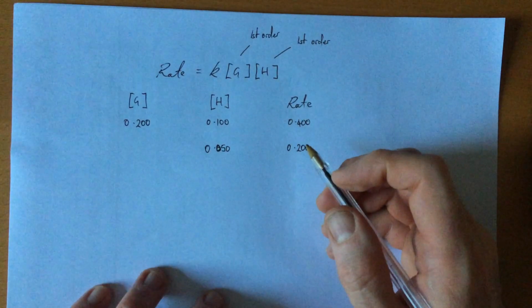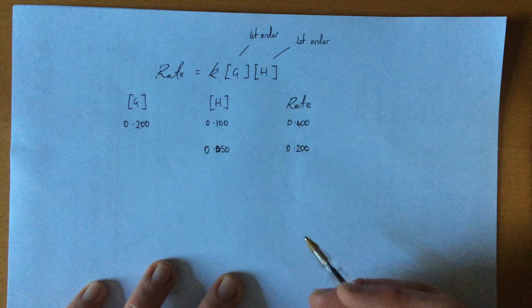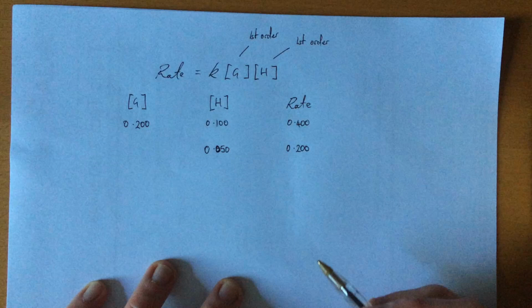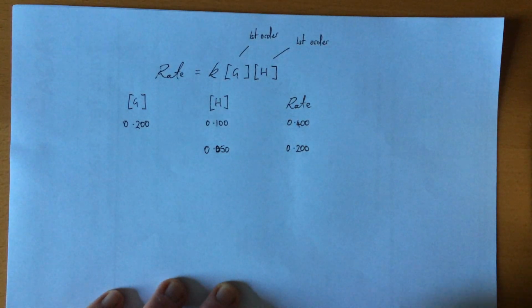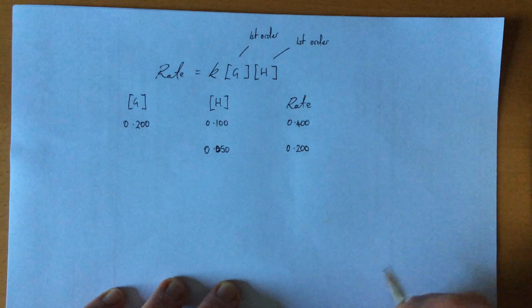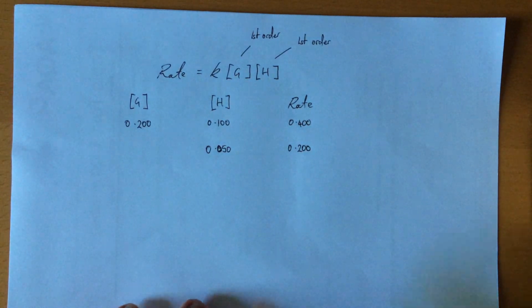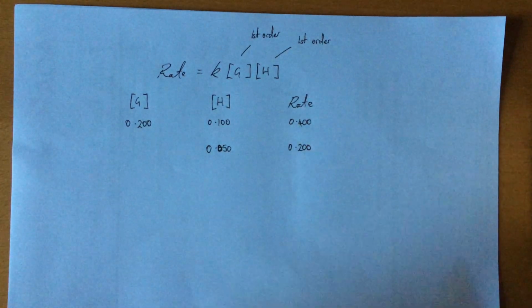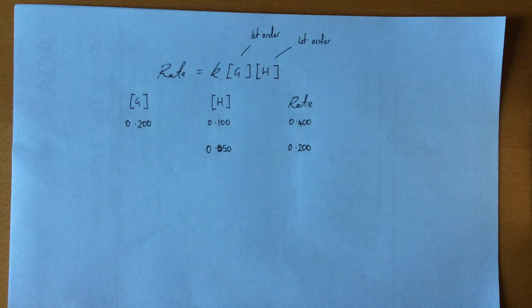And again, we'll just remind ourselves what that means. First order means that if we double the concentration, we'll double the rate. If we triple the concentration, we'll triple the rate. If we multiply the concentration by 10, we'll multiply the rate by 10, and so on. It's important to know as well that if we divide the concentration by 5, the rate will also divide by 5. So it's a directly proportional relationship.